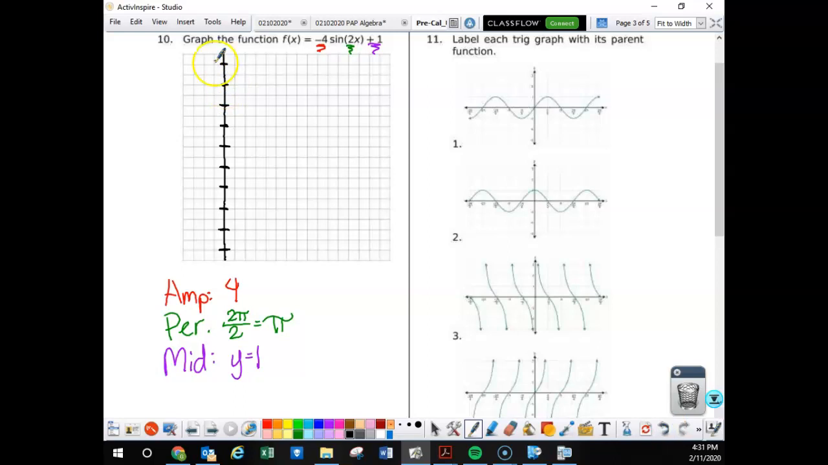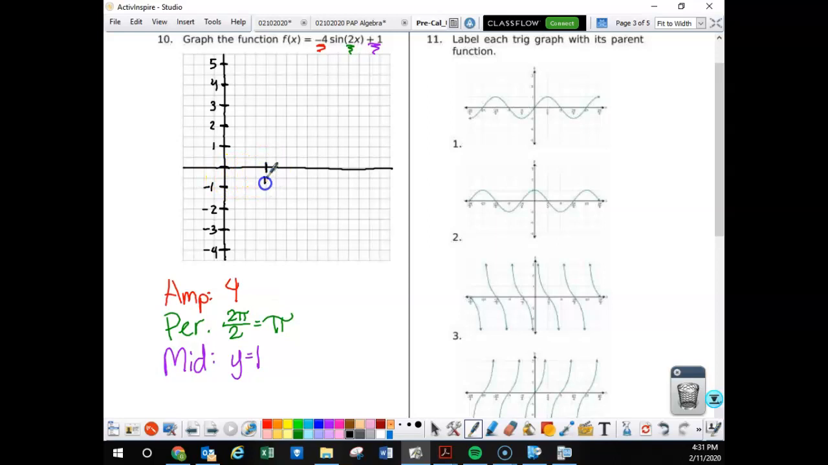Okay, so this is going to be 5, 4, 3, 2, 1. This is my x-axis here. This is -1. So this is -1, -2, -3, -4. And then, like I said, I'm going to use a scale of 4. So 1, 2, 3, 4.